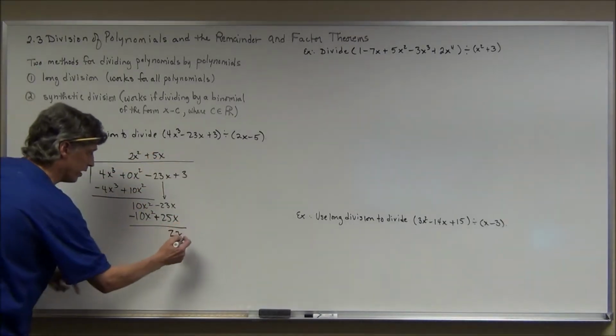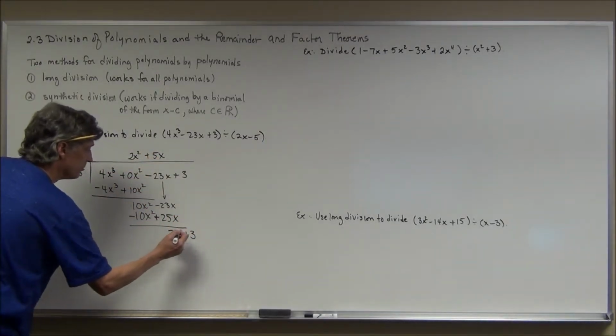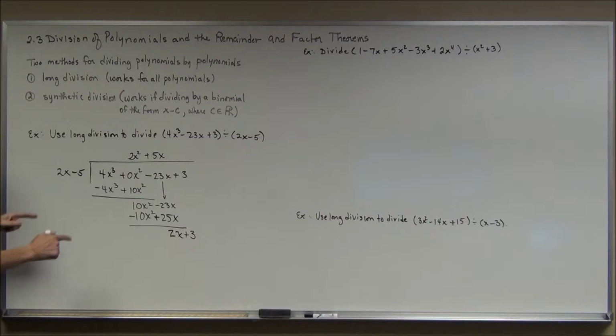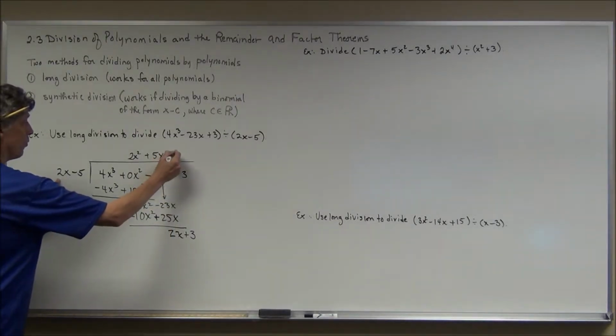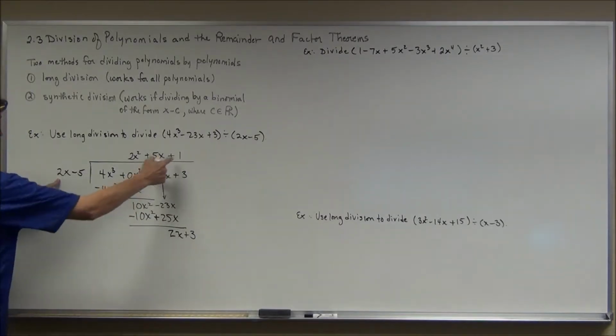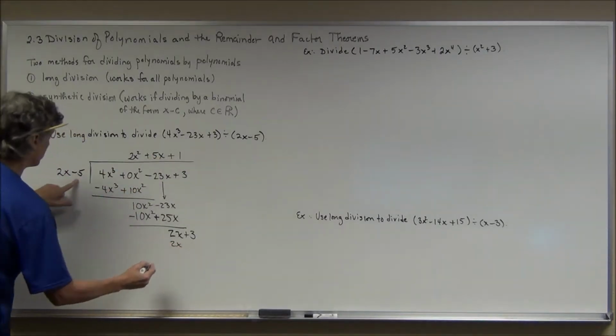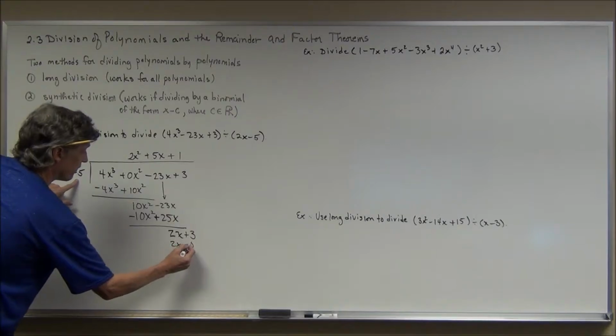And I still have to go one extra step. I bring down the plus 3. And one more time, what times 2x is going to give me 2x? Well, that would be a positive 1, because 1 times 2x is 2x. So 1 times 2x is 2x. 1 times minus 5 is minus 5.